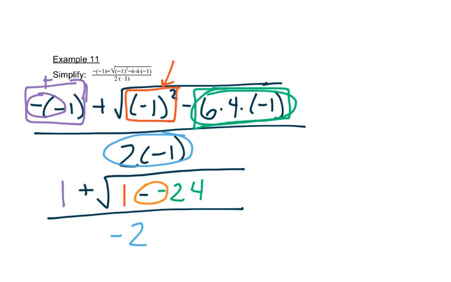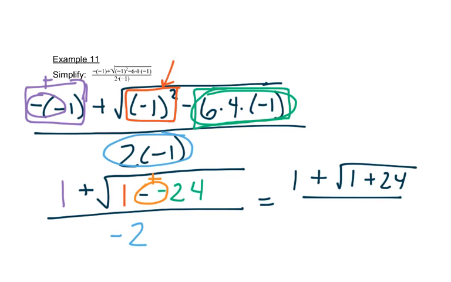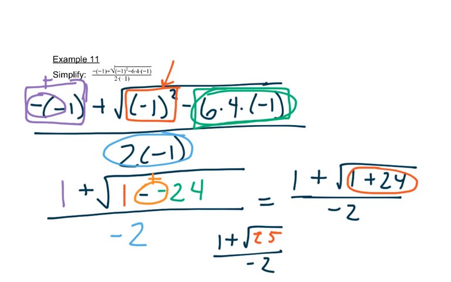Again, remember that this minus a negative is really a positive. So we really have 1 plus the square root of 1 plus 24 over a negative 2. So let's finish inside of here. 1 plus 24 is really 25. So we have 1 plus the square root of 25 over negative 2. And now we can do the square root of 25. Again, remember, once we do that, square root of 25 is 5. We don't write that radical sign any longer.